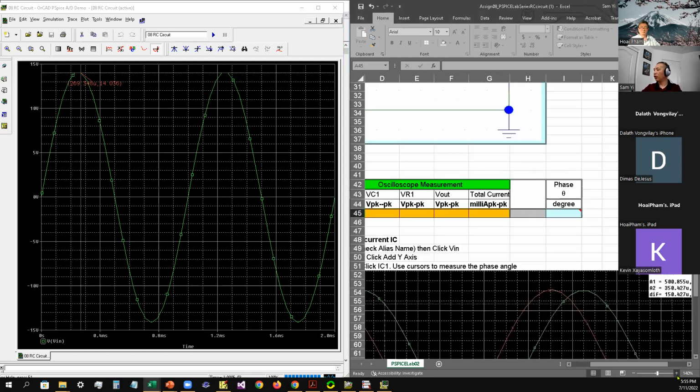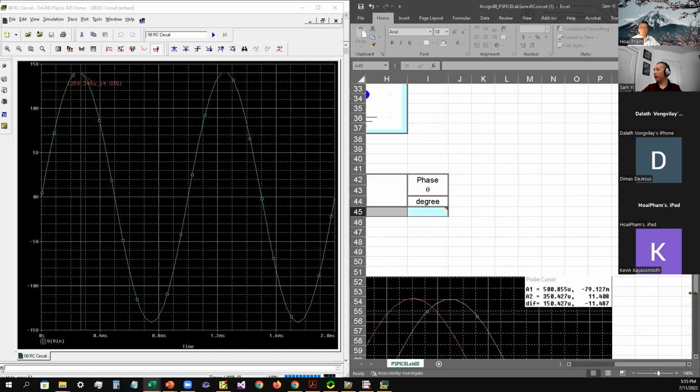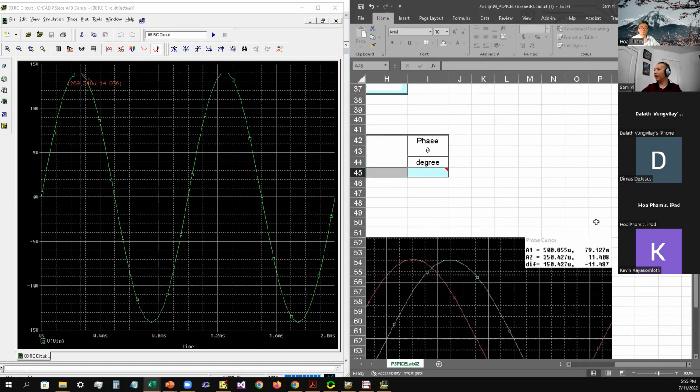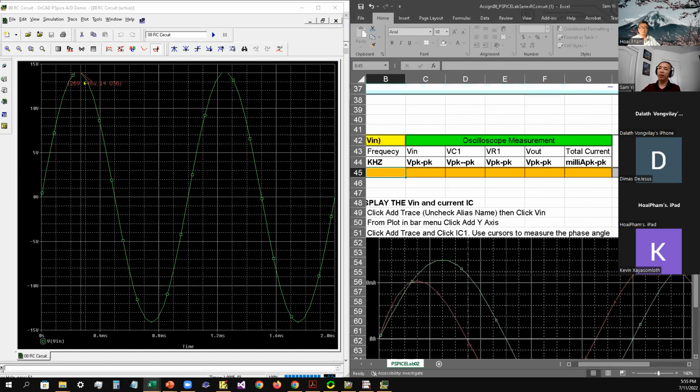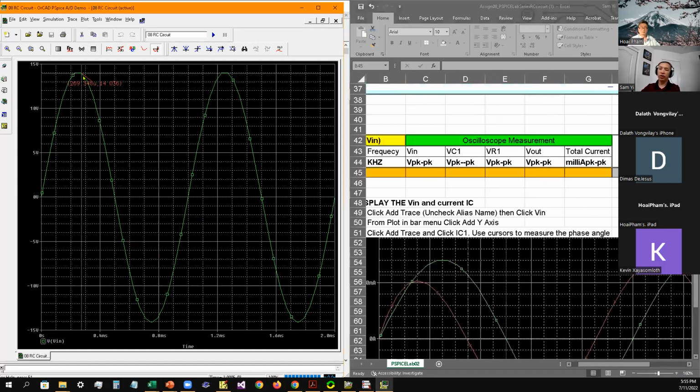Once you click on the cursor, this little menu right here would pop up, and then you just move your probe. You can move it by moving on here. You can use the arrow keys on your keyboard, or you can use your mouse to navigate to look at the voltage at different locations, different frequencies, and different times.